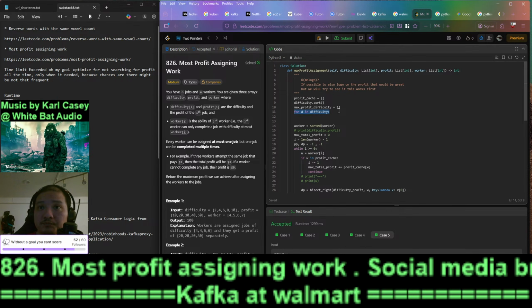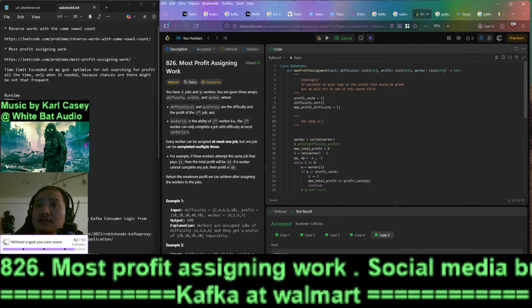One idea. Let me write this down, because one idea is that if we found a difficulty, we can find max profit, we go through them, right? Something like that, right?